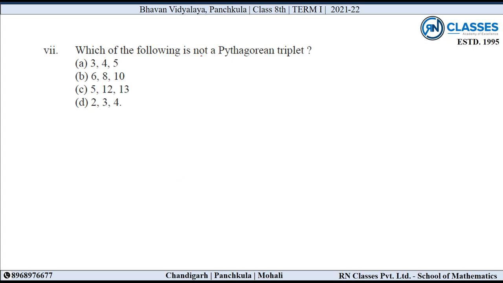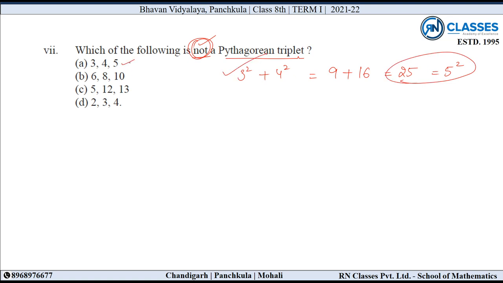Part 7. Which of the following is not a Pythagorean triplet? It says not, so pay attention. Okay, 3, 4, 5; 6, 8, 10; 5, 12, 13; 2, 3, 4. We will have to check. Will 3 square plus 4 square be equal to 5 square or not? Let's see. 3 square is 9, 4 square is 16, the answer is 25. 25 is of course the square of 5. So this is a Pythagorean triplet. We don't want this, we want the one that is not.